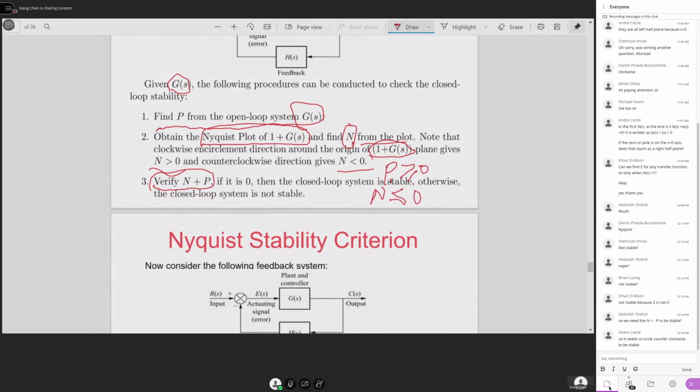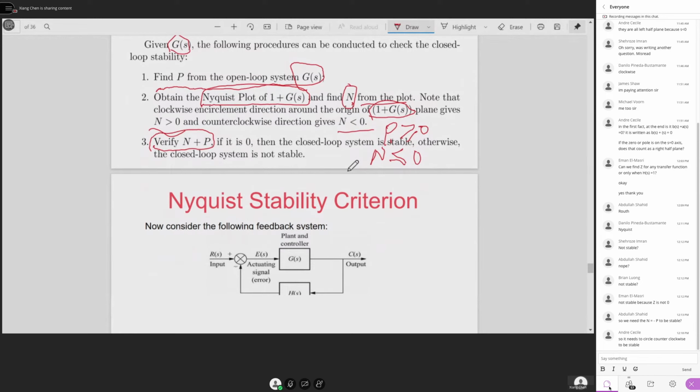So you can see the encirclement cannot be clockwise. It needs to circle counterclockwise to be stable. Yes, that's right. So this is a very easy conclusion to tell. n must be less than or equal to 0. It cannot be positive.